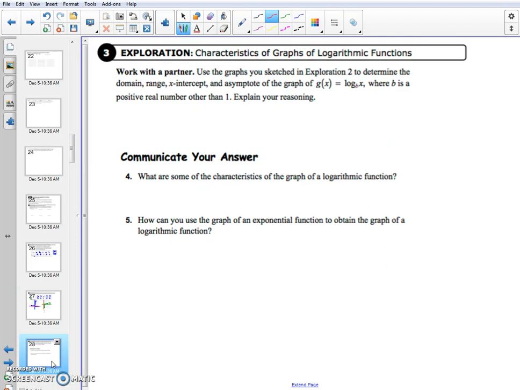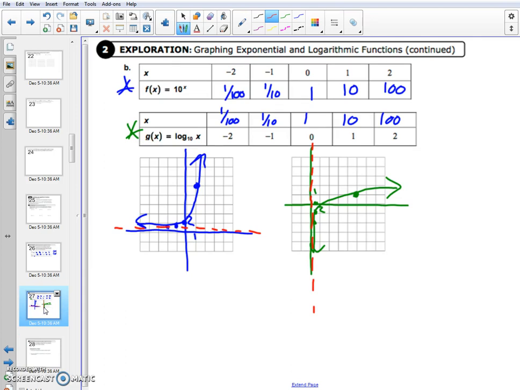All right, so we're going to do this part here. So they're asking for the graphs that we just did to determine domain, range, x-intercept, and asymptote of the graph. So let's do it specific to the green graph we have here. So my domain, thinking about my x values, if I have that vertical asymptote at 0, I'm never going to have an x value lower than 0. So I'm saying x is greater than 0. For my range, now this function is going down forever and up forever. Even though it's going up really slowly, it's still going up. So my range is all real numbers.